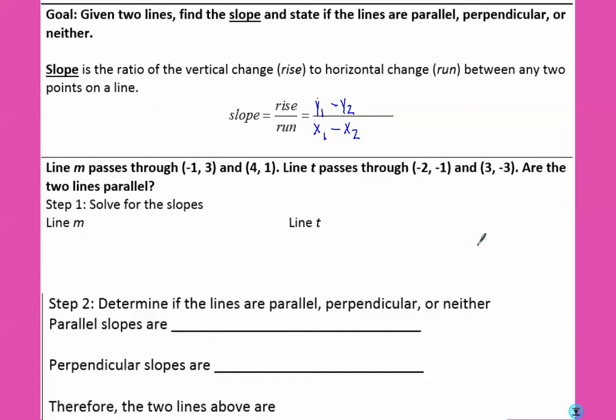So, line M passes through -1, 3 and 4, 1. Line T passes through -2, -1 and 3, -3. Are the two lines parallel? The first thing we have to do is solve for the slopes. So, for line M, this would be x1, y1, x2, y2. So, y1 minus y2, 3 minus 1, over x1 minus x2 would give us 2 over -5, which can be written as -2/5.